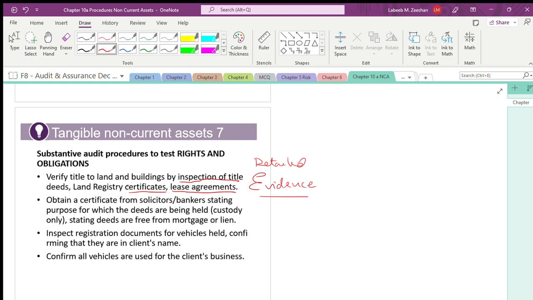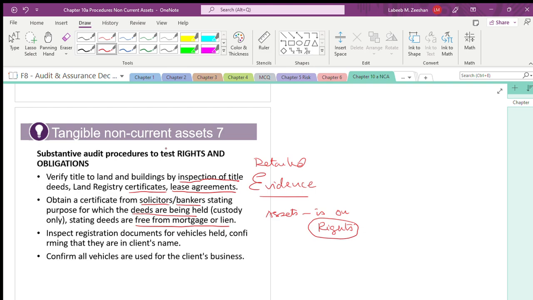Obtain the certificate from the solicitors, from the lawyers, from the bankers, for which deeds are being held. Whether they have taken their deeds free from mortgage, whether the asset is held against the loan. It gives you a picture. What is the picture it will give? It will give you evidence that you have the complete right on the asset.